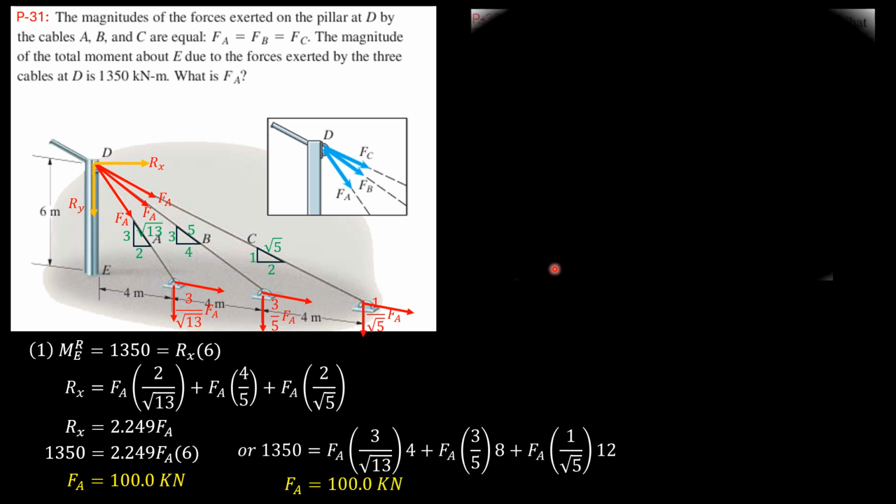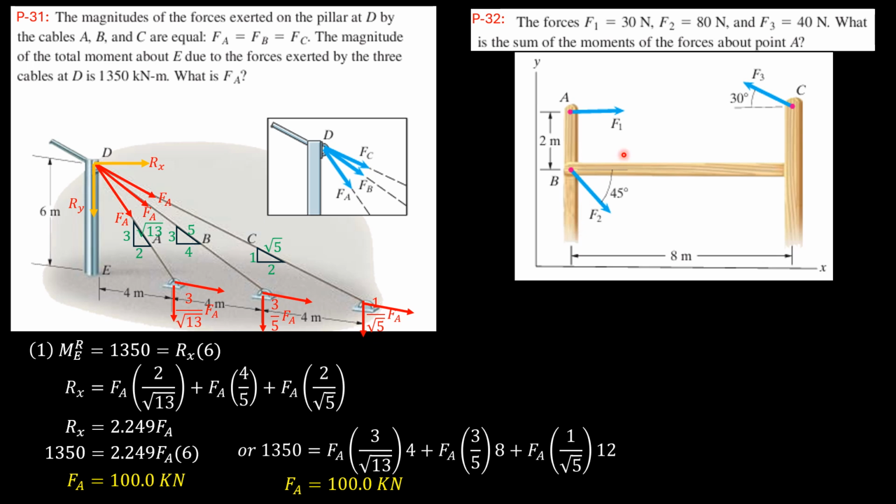Then for problem 32, the forces F1 equals 30 newtons, F2 equals 80 newtons, and F3 equals 40 newtons. So what is the sum of the moments of the forces about point A? Because we are going to sum up moments about A, and F1 acts at A, F1 has no moment about A, so it is not important.